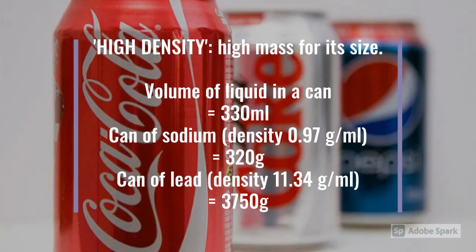Metals typically have a high density, which means they have a high mass for their size. Take, for example, the volume of liquid that you would find in a can of drink, 330 milliliters. If a can was filled with sodium, then the can would have a mass of around 320 grams. However, fill that can with lead, and the can would have a mass of nearly 3,750 grams. That's nearly 4 kilograms.